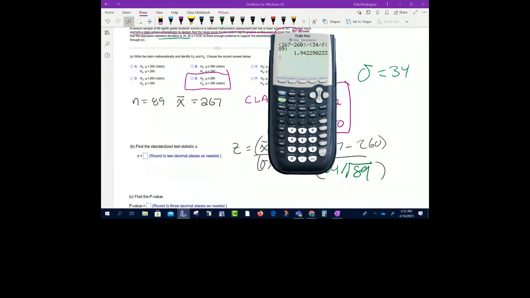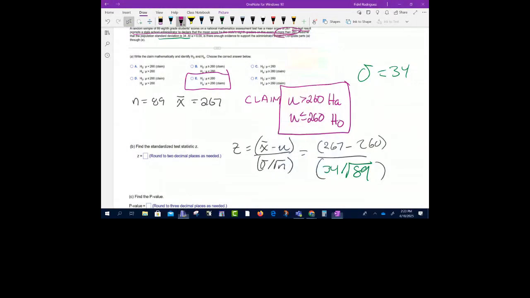So check your work again, because you might have made a mistake. Did anybody else get 1.94? You got 1.94. Anybody else getting 1.94? If you're doing the calculation, 267 minus 260, 34 over the square root of 89. Yeah, 1.94.